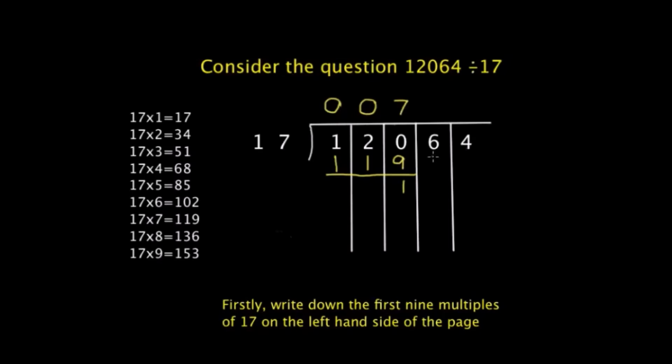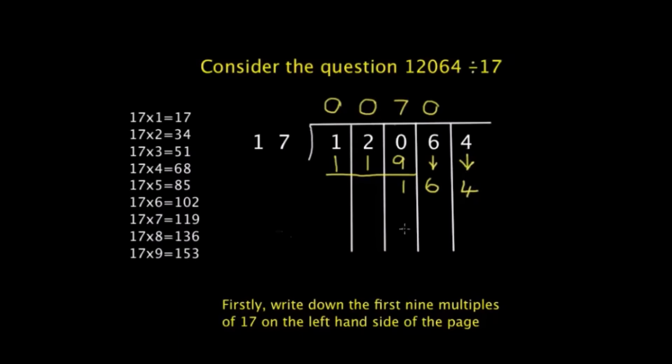Going to the next column, we bring the 6 down beside the remainder to create the number 16. We ask ourselves now, how many 17s can we take from 16? Again, the answer is 0. We put a 0 above the 6 and we go to the last column. Bringing the 4 down beside the 16, we've created the number 164.